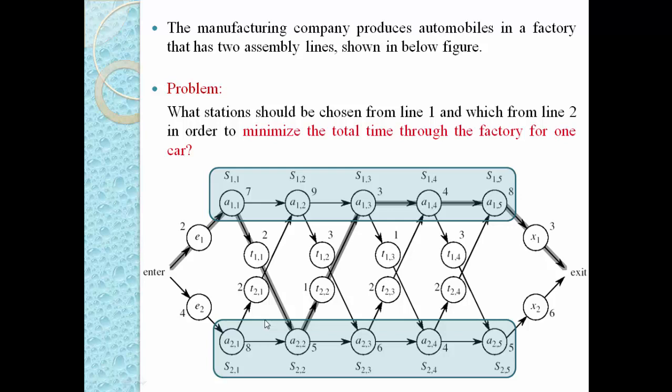So now our goal is to choose one path from the entry gate to the exit gate. In between you can choose any station of line number 1 or line number 2, and we have to make one path which requires the minimum amount of time to make one car. This is the goal, and this problem is known as the assembly line scheduling problem. Let us solve this problem by using different methods.